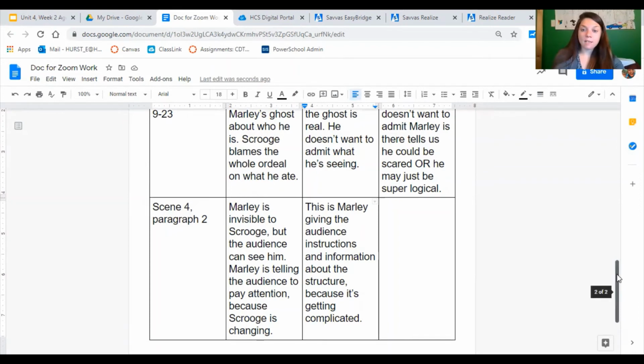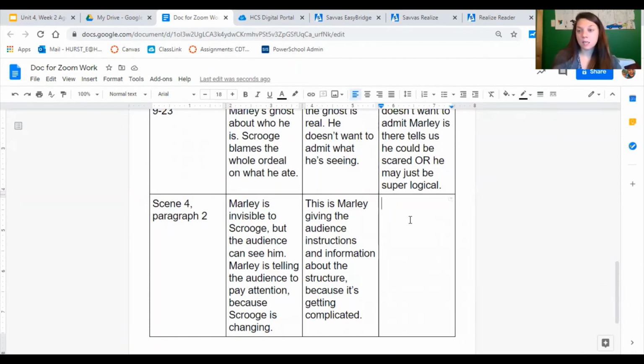Okay, now what can we infer about Marley? What can we infer about Scrooge? What can we infer about their relationship? Tell me about the character development.